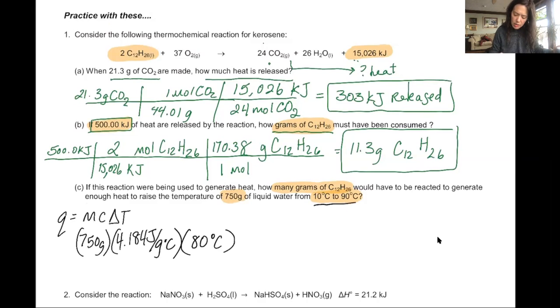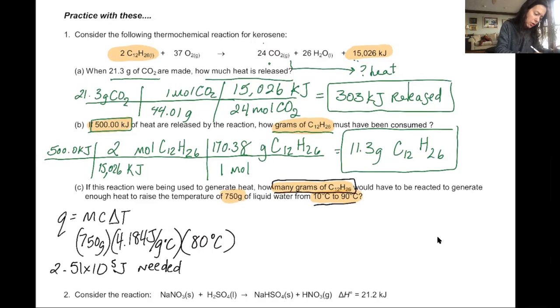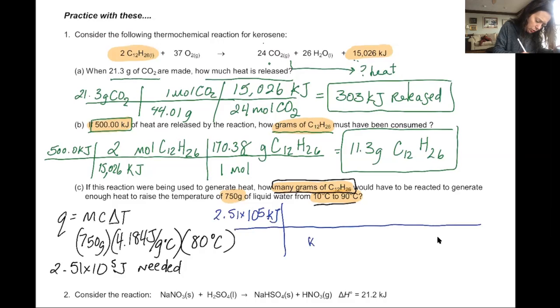So how much heat do we need to do that? Well, we need a lot of heat. We need 2.51 times 10 to the 5th joules of heat. And the question is, how many grams of kerosene would need to be burned? So let's start with what we now know, 2.51 times 10 to the 5th kilojoules. We will need to convert our kilojoules to joules. 1 is 1,000.